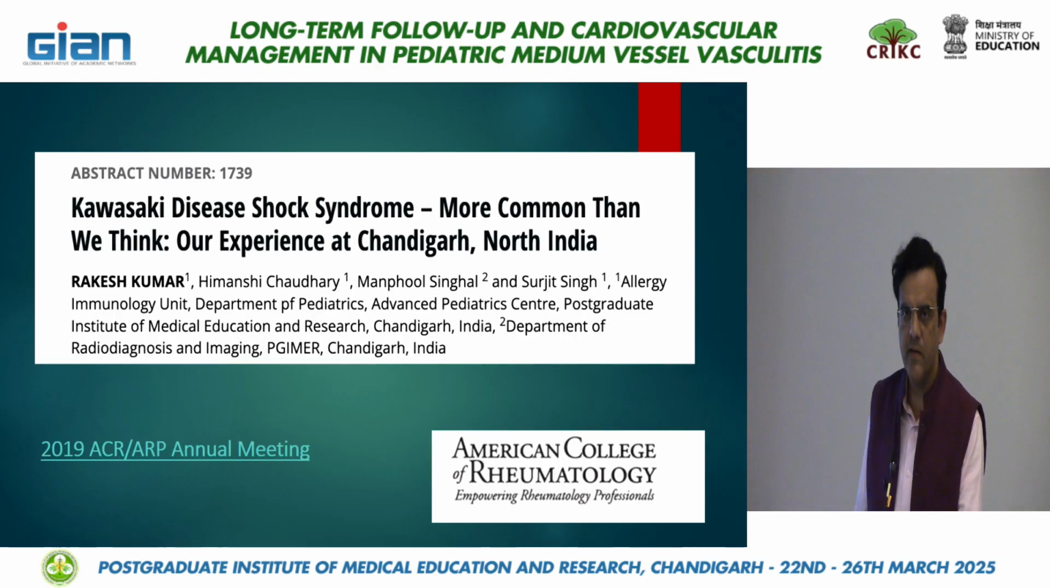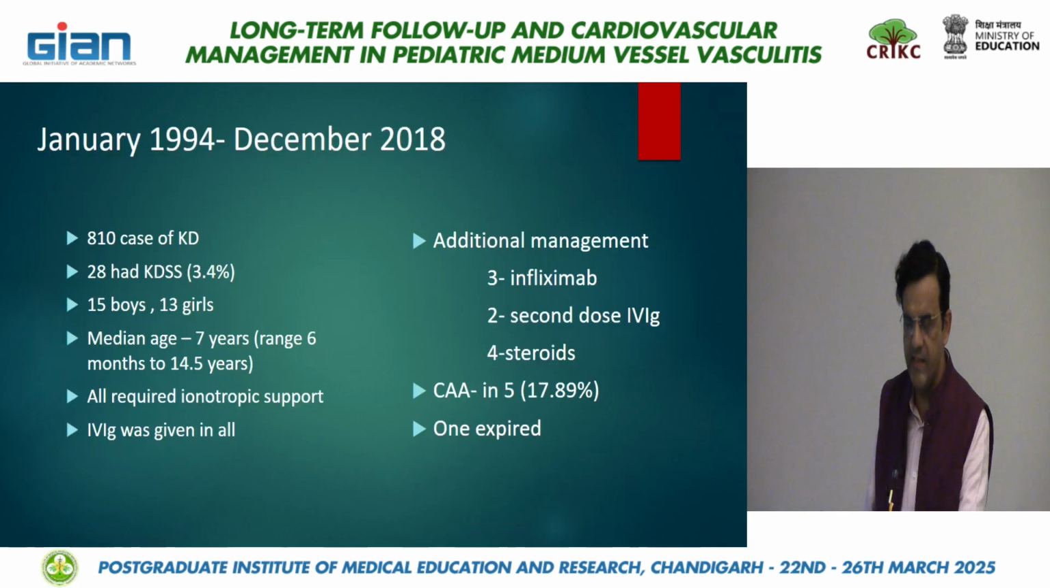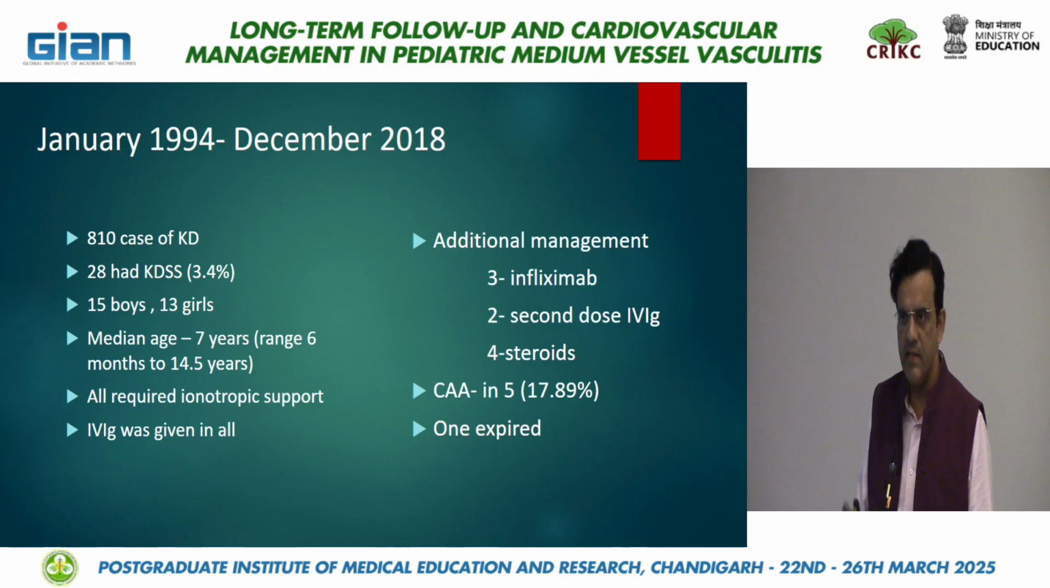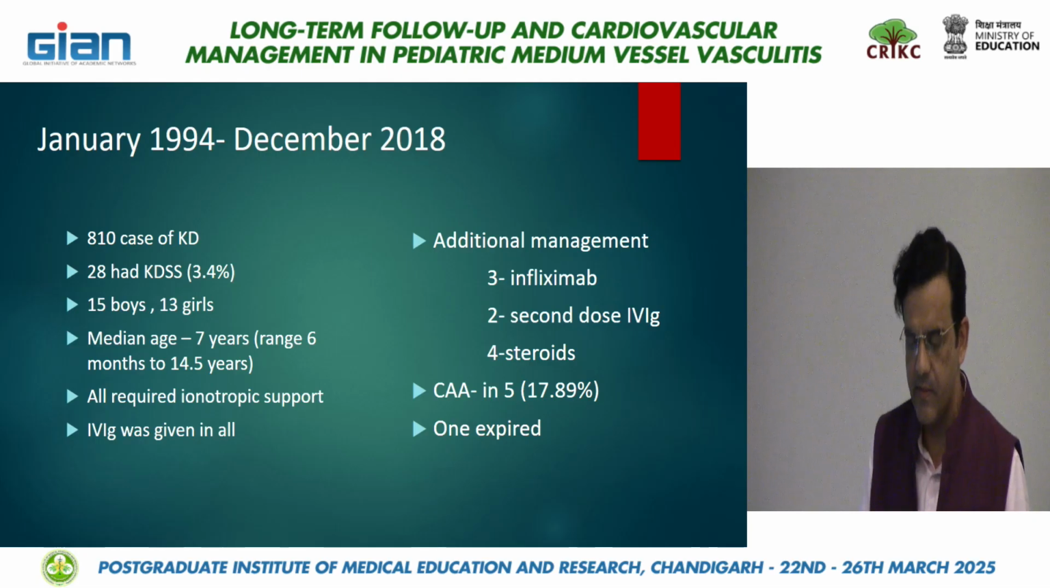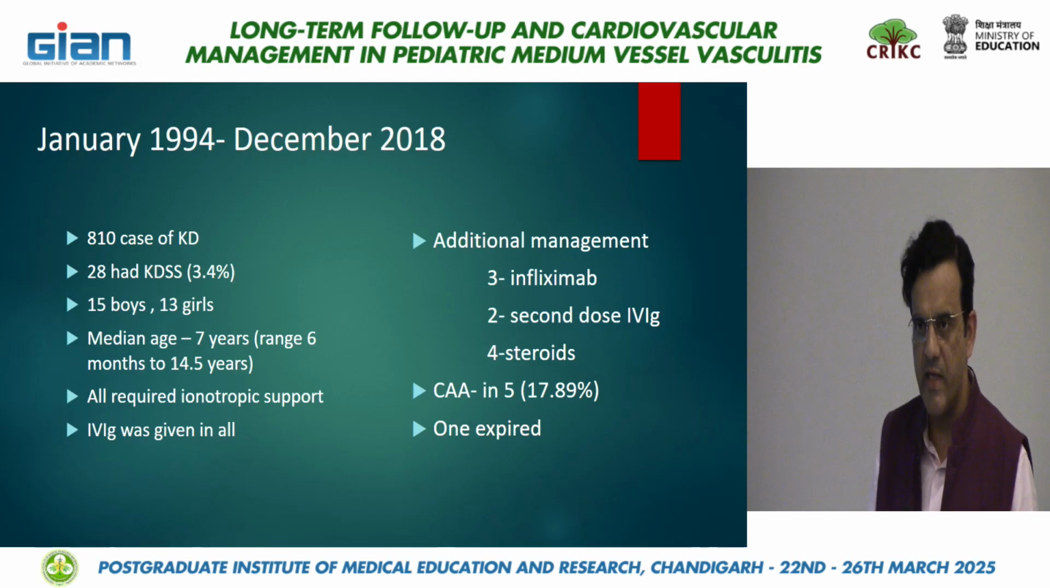Coming on to our experience, this was published as an abstract in the ACR meeting 2019. Cases of Kawasaki disease from January 1994 to December 2018 were enrolled in this study. We recognized 810 cases of Kawasaki disease. 28 patients, or 3.4%, had Kawasaki disease shock syndrome. The majority of patients were boys. Median age of diagnosis was 7 years.